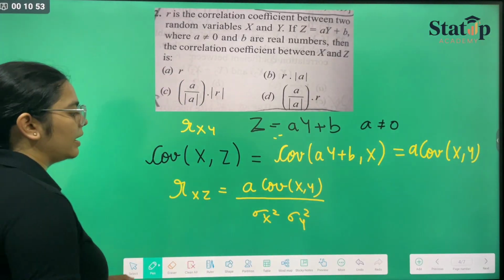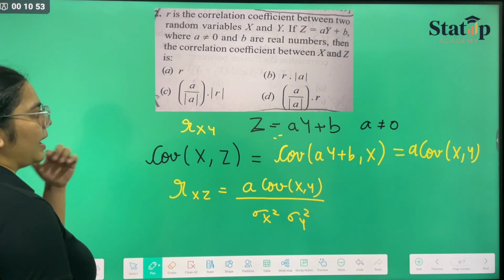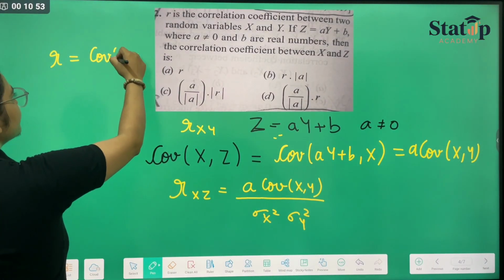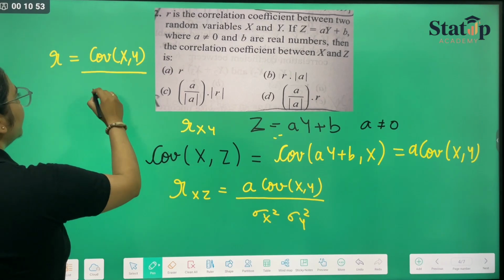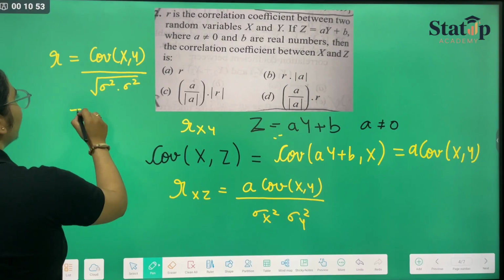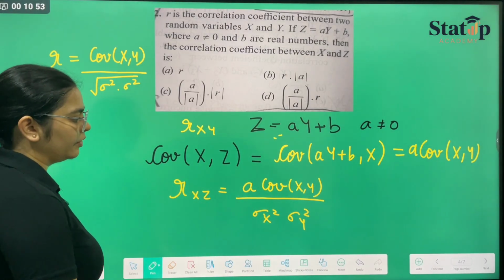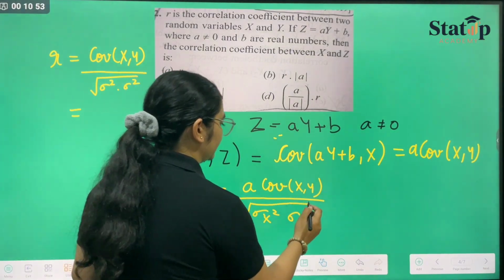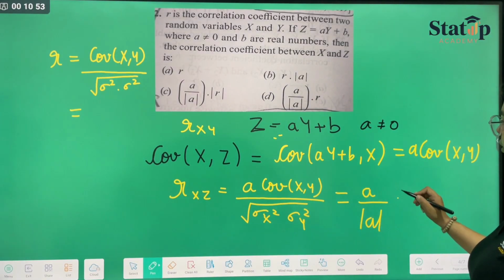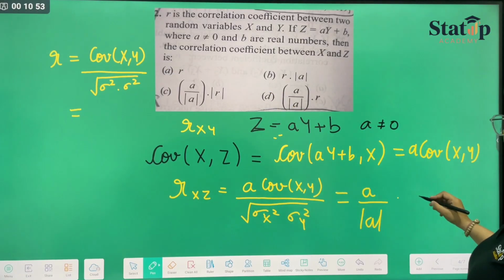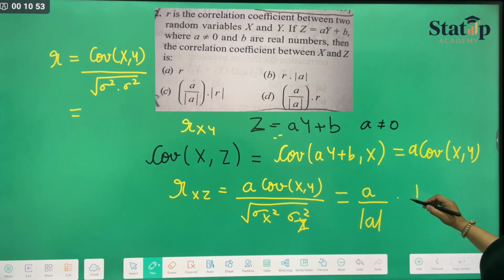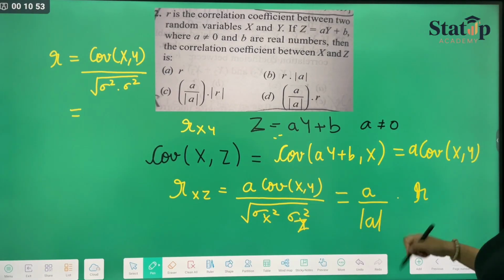Now here they have given us that R xy, which is R, is equal to covariance between x and y upon under root of sigma square into sigma square. Under root of this can be given as a upon modulus of a into covariance of x and y, sigma x square into sigma y square, which will be 1 upon sigma z square. So 1 upon R into R.